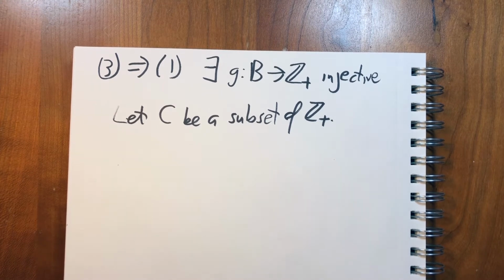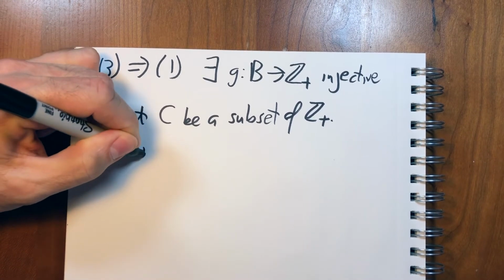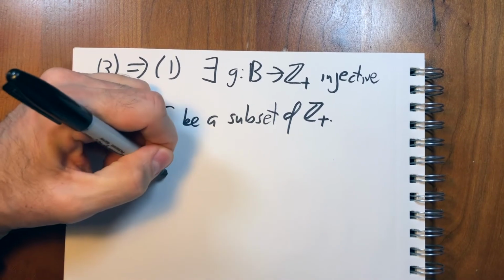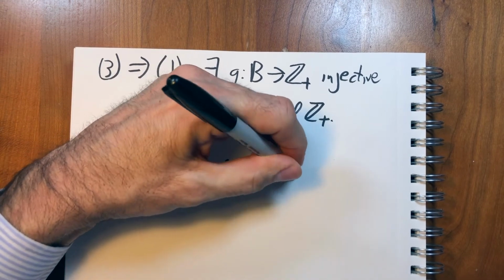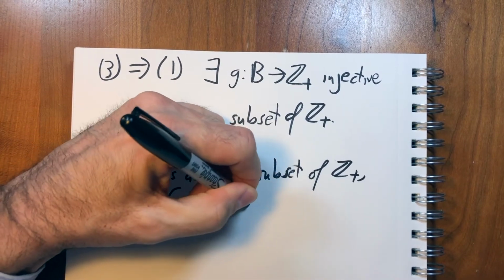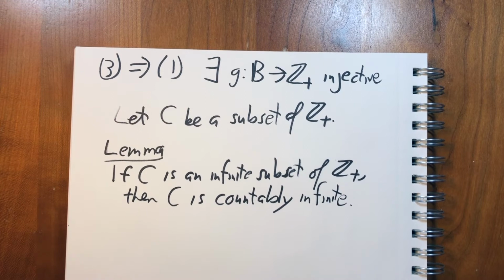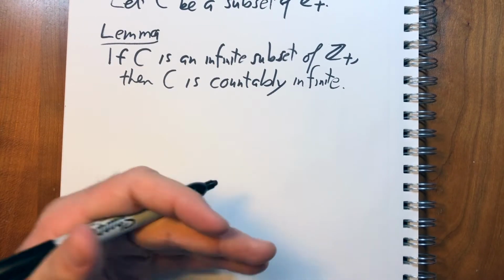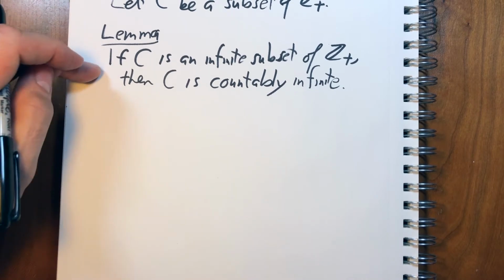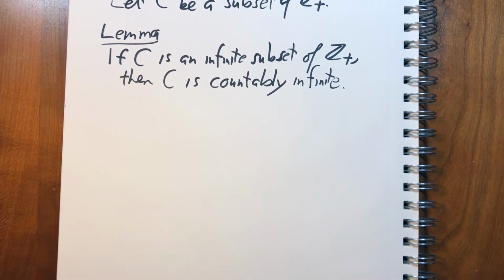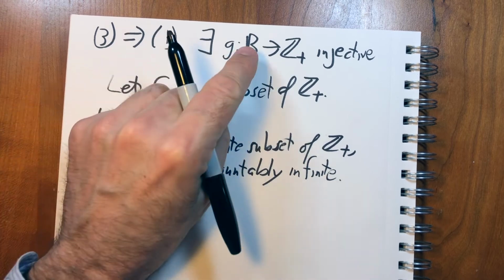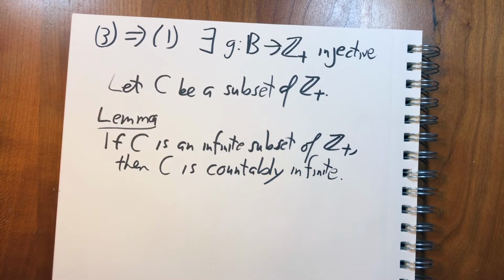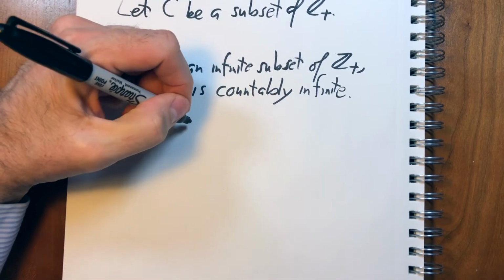So we're going to prove it now, and we're going to prove it as a lemma to the above theorem. So the lemma is that if C is an infinite subset of the positive integers, then C is countably infinite. Again, this seems obviously true, but we need to prove this. Once we prove this, then we'll know that if we have a bijection from B to a subset of Z plus, then that will prove that B is countable.